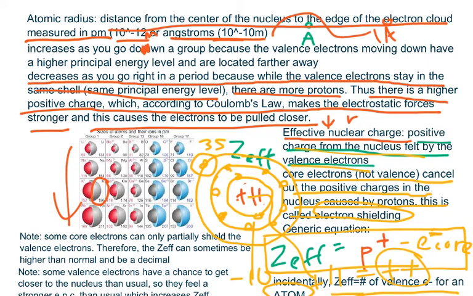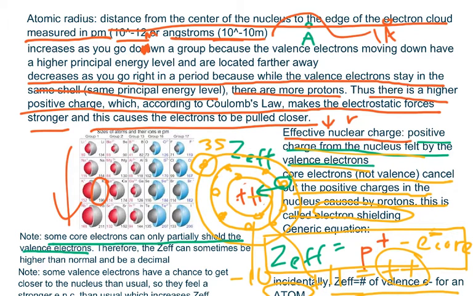Now, let me tell you more secrets. Some core electrons can only partially shield the valence electrons. So what I said before about this electron canceling out with 1 proton, because 1 electron, 1 proton is minus 1 plus 1, they cancel out. Now, what I didn't tell you is that the electron can sometimes only partially shield the valence electron. So that means that not all the positive charge will be canceled out by the minus 1. Instead, maybe the electron will only cancel out a part of the positive charge.